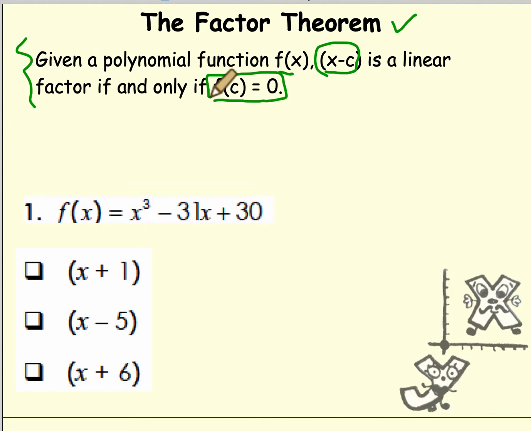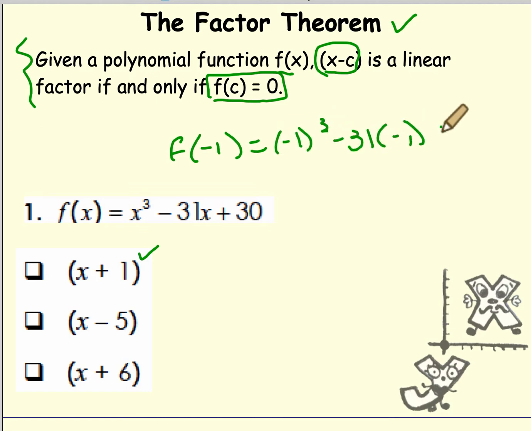So let's test this. Okay, so I have x cubed minus 31x plus 30. Instead of using division, I'm going to do f of the zero of the linear factor. I'm going to first try negative 1. That gives me negative 1 cubed minus 31 times negative 1 plus 30, which gives me negative 1 plus 31 plus 30, which does not make 0. So since this is not equal to 0, it is not a linear factor.